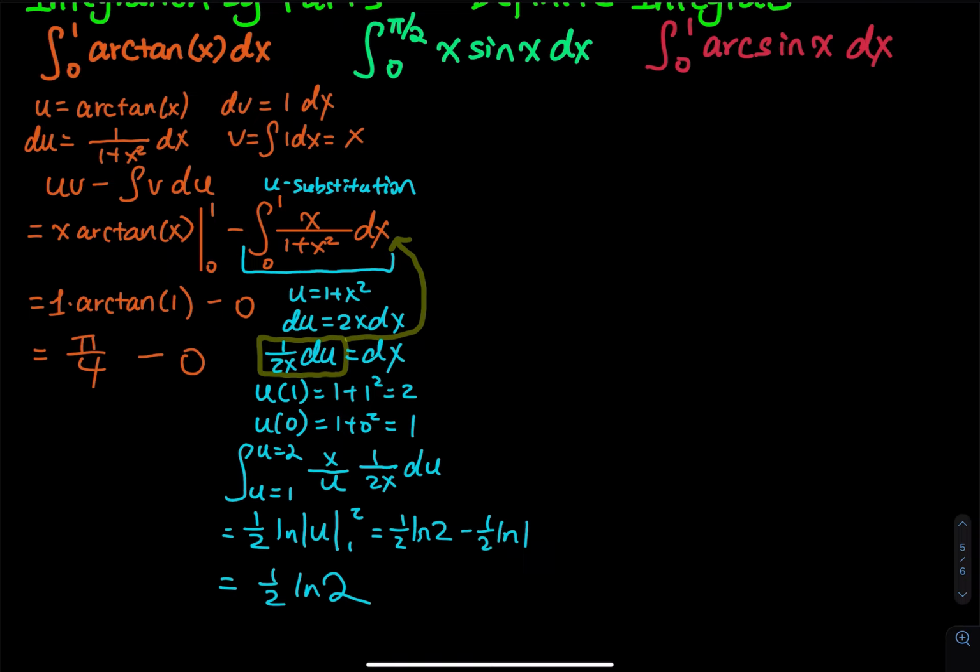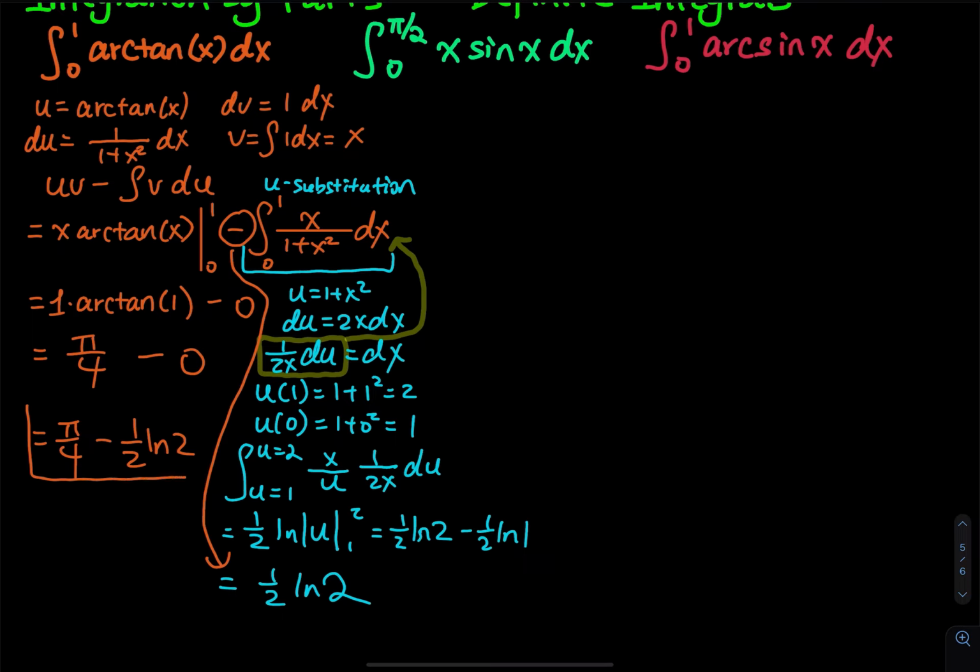And then as a result, what is the final answer equal to? The final answer is equal to pi over 4, and then you are subtracting the 1/2 ln 2, and this is your final answer to the first integral. Okay, so nothing is crazy, just you have a u substitution hiding inside an integration by parts. To be honest, that is a very good practice.